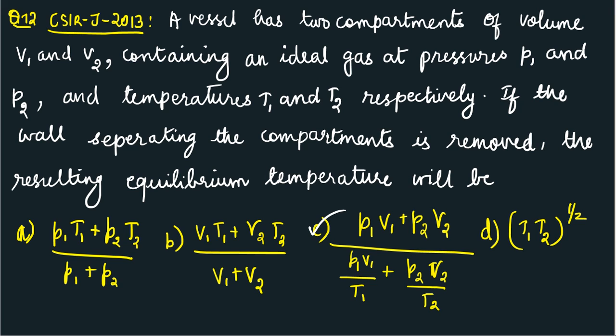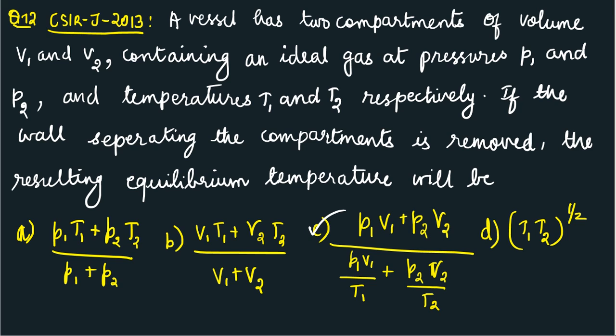A vessel has compartments of volume V1 and V2 containing an ideal gas at pressure P1 and P2, temperatures T1 and T2 respectively. If the wall separating the compartments is removed, the resulting equilibrium temperature will be. So if you get any question like this, where you have two compartments, and each compartment has a volume V1, pressure, temperature, and then you're mixing the two compartments together, find the equilibrium temperature.